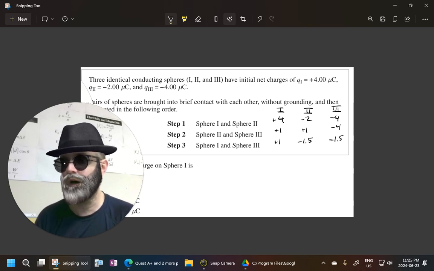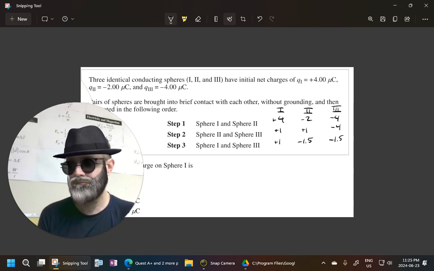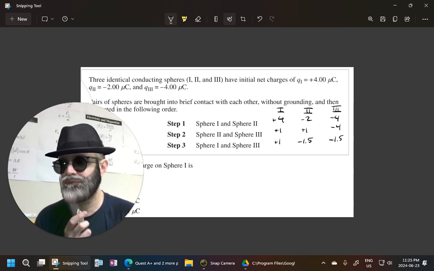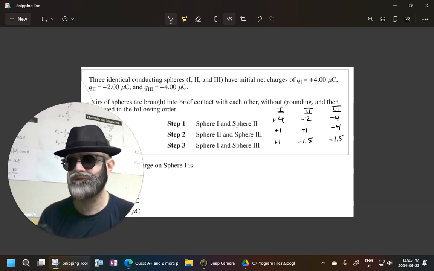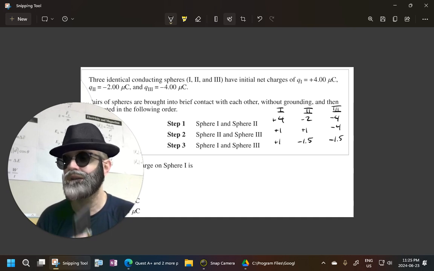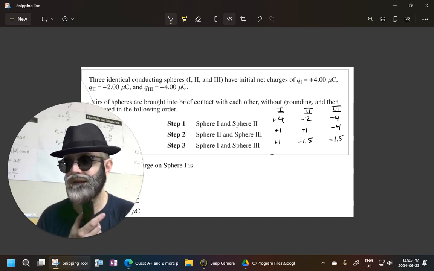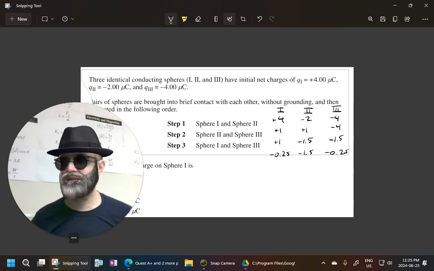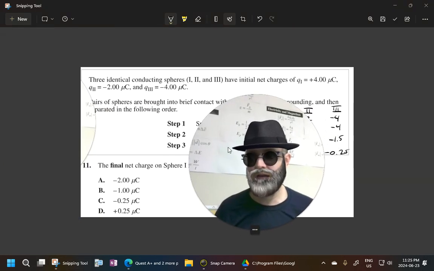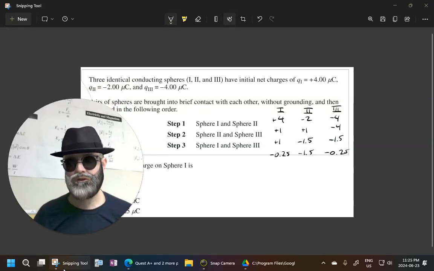And then I take 1 and 3 and touch them. So that's a half each, right? Negative half overall, and then I'm going to separate them, and that's a quarter. So a negative quarter of a charge. This middle one I didn't change. Negative a quarter. All right, so that's C. Negative a quarter, C.